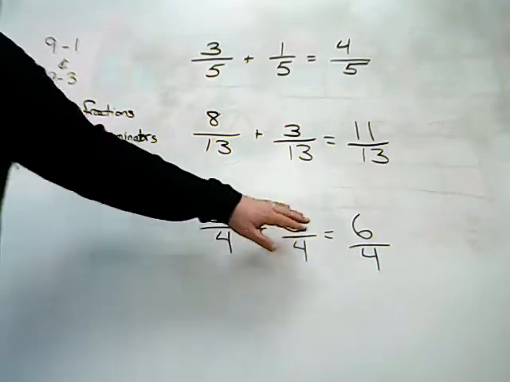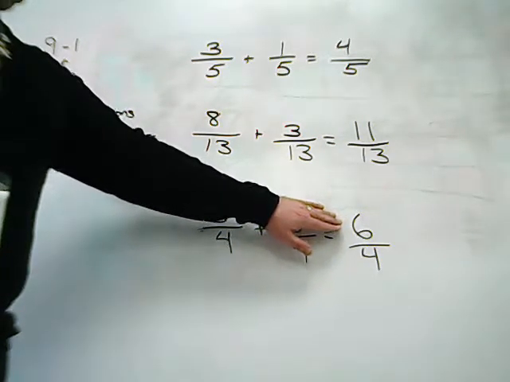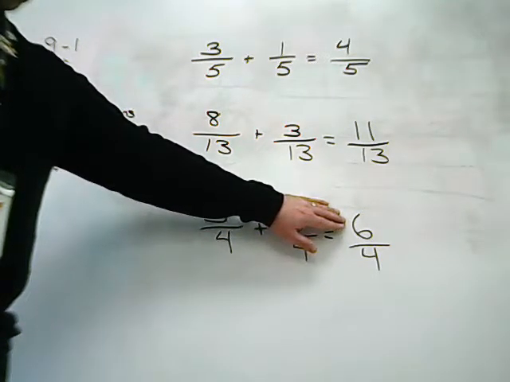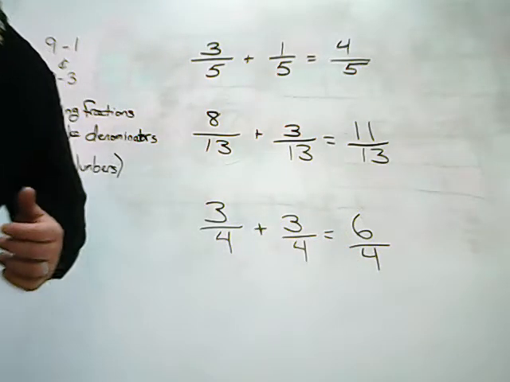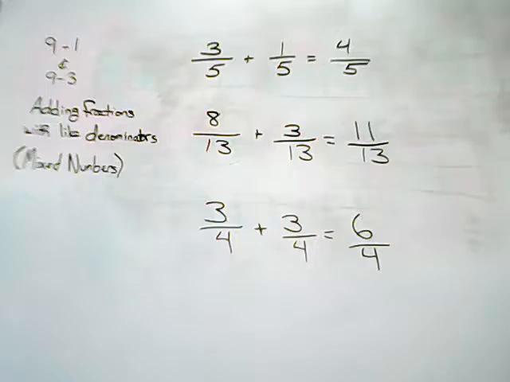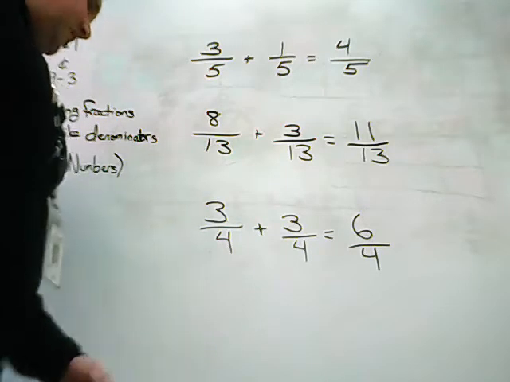That's what we call an improper fraction. I alluded to that in chapter 8, but this is called an improper fraction because my numerator is larger than my denominator. Most of the time, I don't like to keep my fractions as improper. I like to turn them into proper fractions.